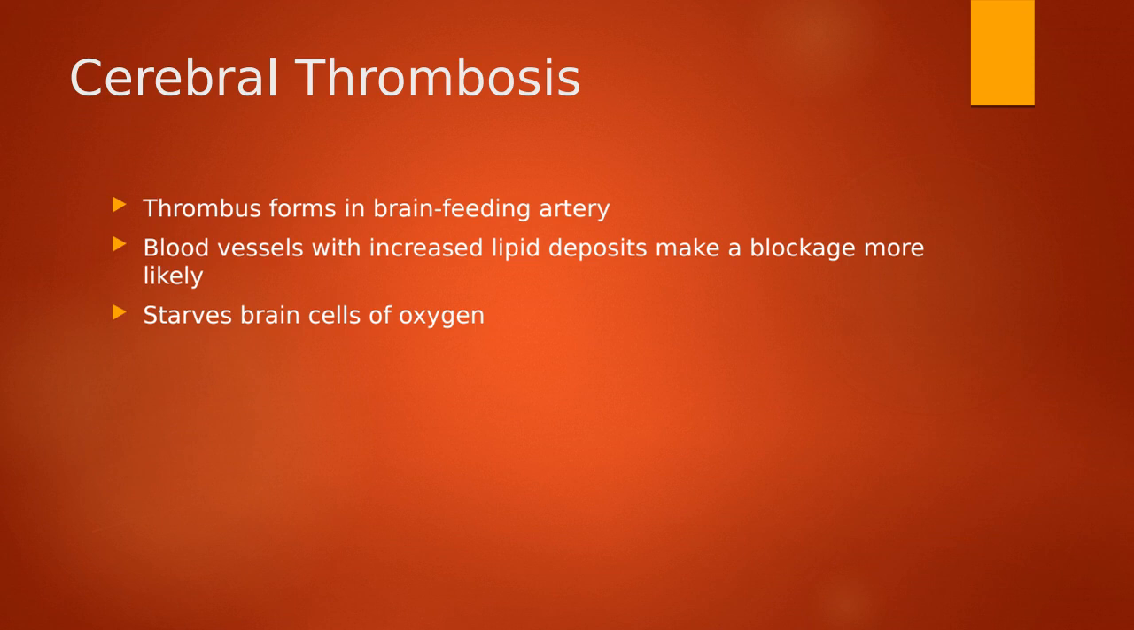Cerebral thrombosis, so we said this is going to be when we have a thrombus formed within a brain-feeding artery. It's going to create a blockage in that distal tissue, and it's going to starve off those brain cells of oxygen.